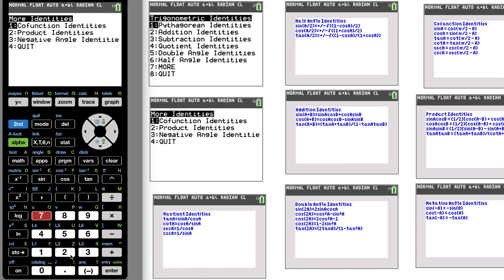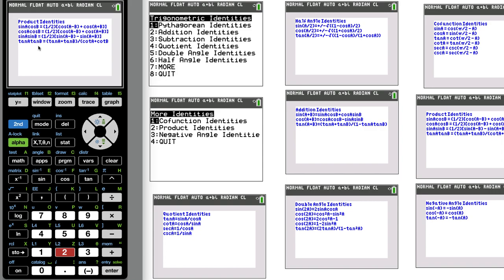So let's try out the product identities. You'll see it's sine a cosine b, et cetera. It has all the equations there. You can go left to right or right to left.